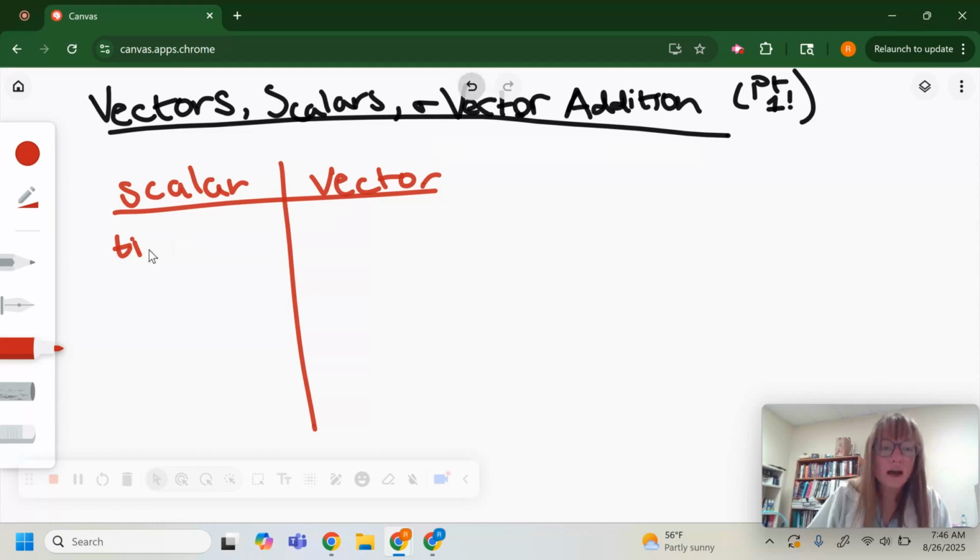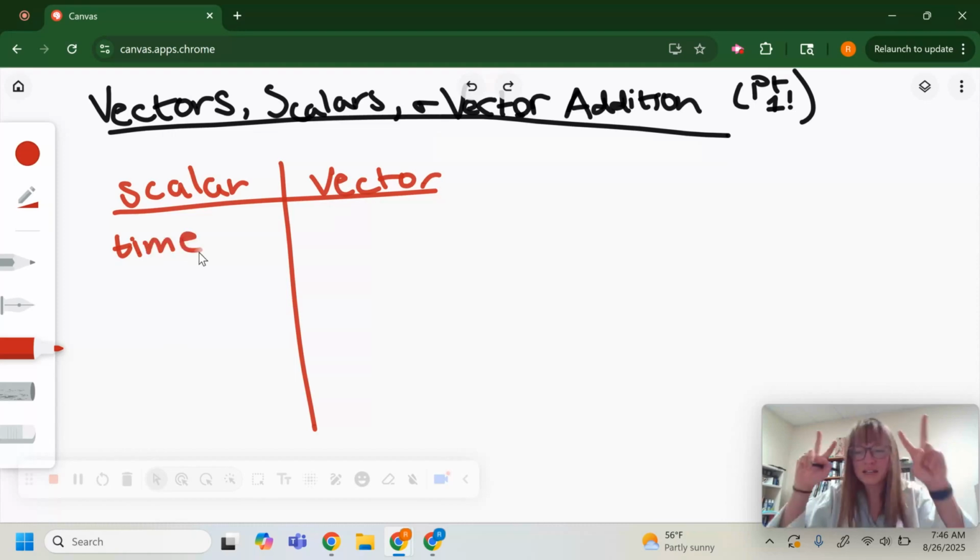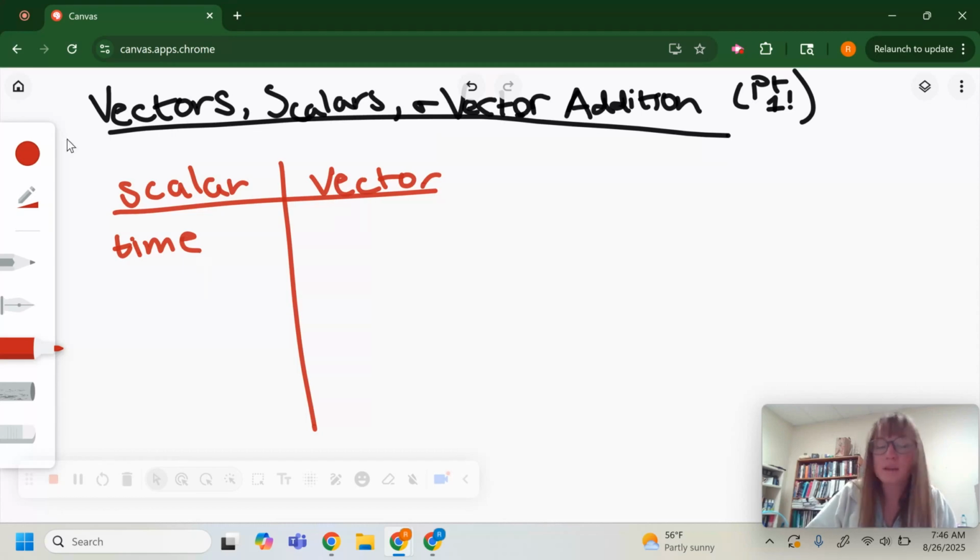Something like time. Now, time, we know, can go forward, and so in that sense it has a direction, but you can't have time to the left, you can't have time to the right, you can't have time to the north or time to the south. And so in that way, time is a scalar quantity. You can have a certain amount of it, but you can't have time in any direction.